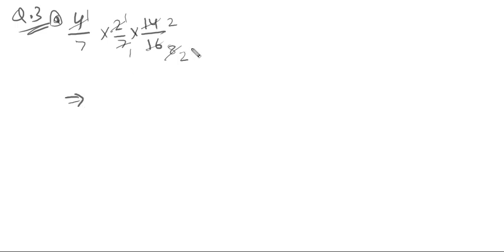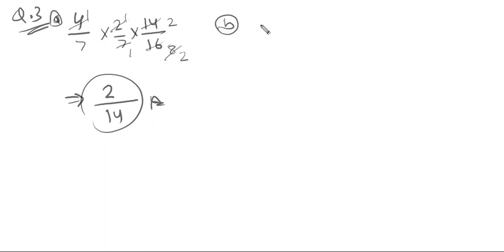Now from here, what is remaining? 2 ones are 2, right? So 2 in the numerator we have remaining, and 7 ones are 7 and 7 twos are 14. In the denominator we have remaining 2 upon 7. That is your answer, right?